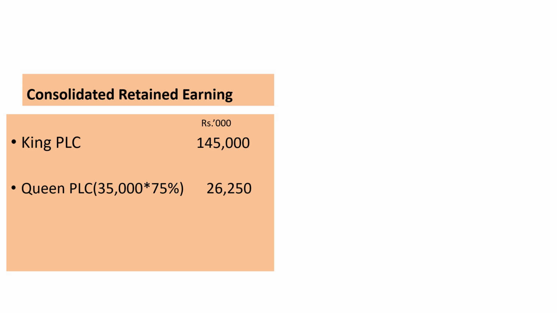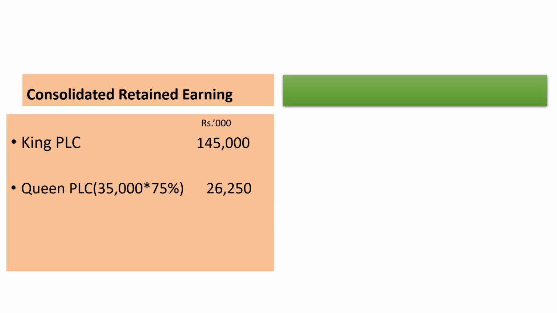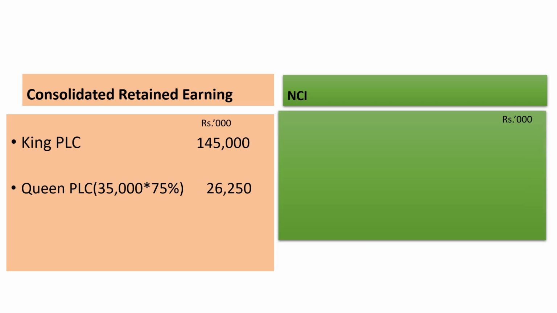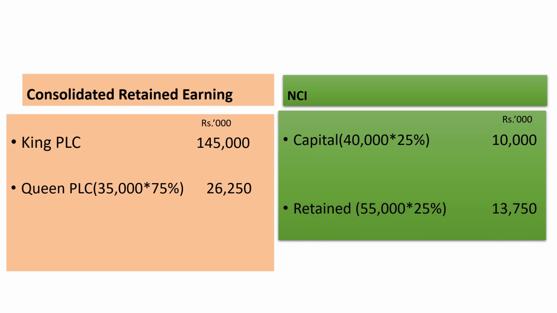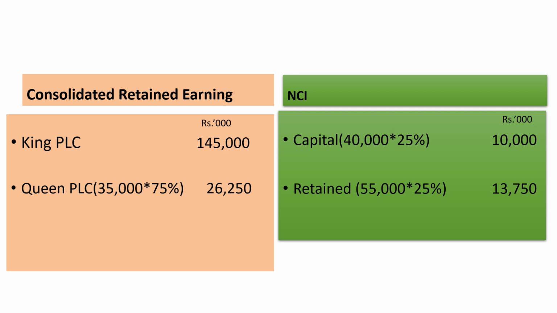Then we are going to calculate the non-controlling interest. For that, we have to put the share ownership of the non-controlling interest. That is 25% of 40,000, which is 10,000. And the retained earnings, that is calculated by, we know that at the end of the period we have 55,000. Out of that, 25% goes to non-controlling interest. Therefore, that is 13,750.